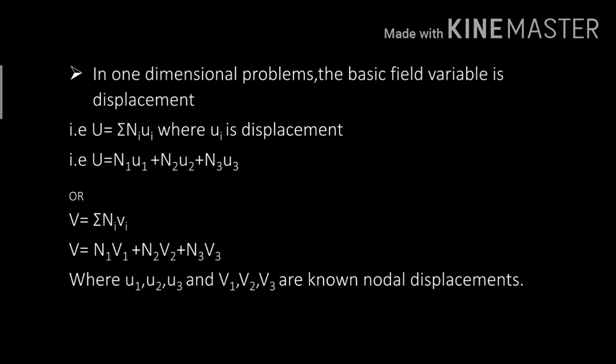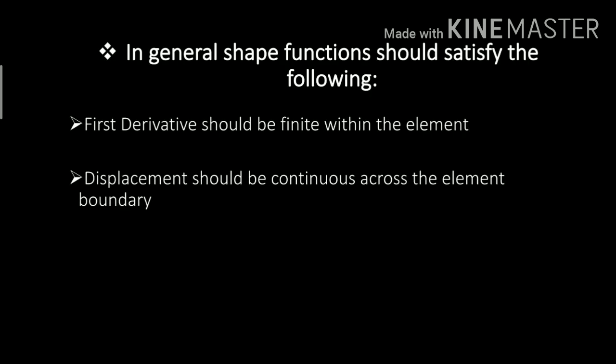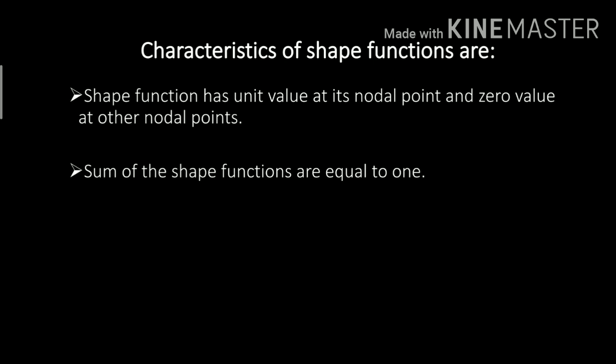In general, shape functions should satisfy the following. First, the first derivative should be finite within the element. This is because if the derivative is not finite, it may be infinity, then there will be a sudden change in the geometry of the shape function and we don't want that. Also, displacement should be continuous across the element boundary. Characteristics of shape functions: a shape function has unit value at its nodal point and zero value at other nodal points. We have discussed that it's an interpolation function. It does that. And also the sum of the shape functions is equal to 1.